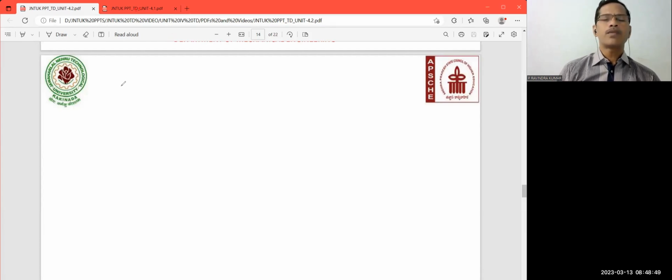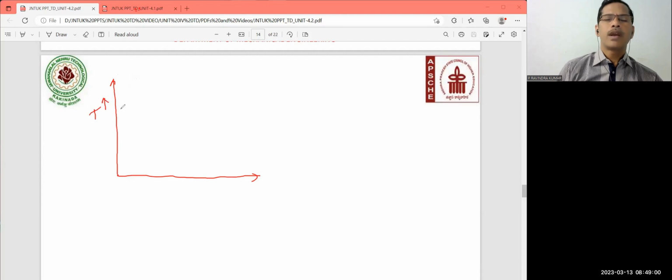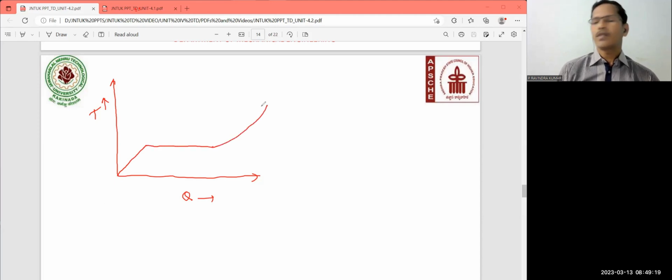So temperature versus heat supply. This is the temperature and this is the heat supply, right? First, initially the ice, this is the sensible heat, and after then this one is also the sensible heat.